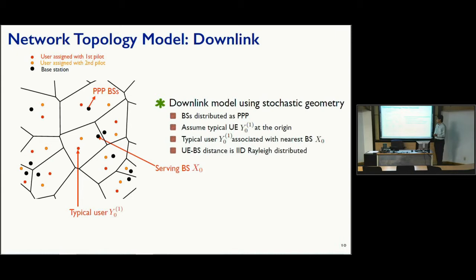Here we show the network topology of the downlink. Basically, we assume the base stations are distributed as a point process, which is shown as the black dots here. And we consider there's one typical user, which is located at the origin, and we will analyze the performance at this typical user, which is this very point here. And by using stochastic geometry, we can show that the distance between the typical user and its serving base station is i.i.d. Rayleigh distributed.